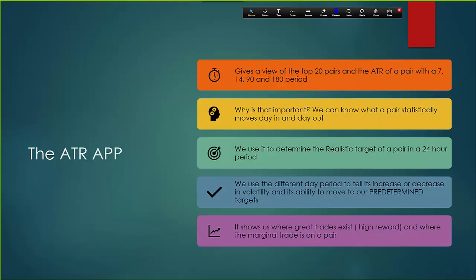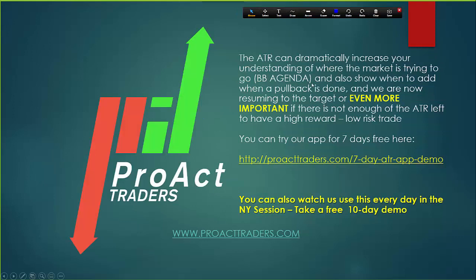We use the different day periods to tell its increase or decrease in volatility, and that means its ability to move to our predetermined targets. And it shows us where great trades exist, where high reward is, and where the marginal trade is on a pair. All right. So the ATR can dramatically increase your understanding of what the market is trying to do. It's the big boys' agenda, and it also shows you where to add when a pullback is done and we are now resuming to the target, or even more important, if there is not enough of the ATR left to have a high reward, low risk trade.